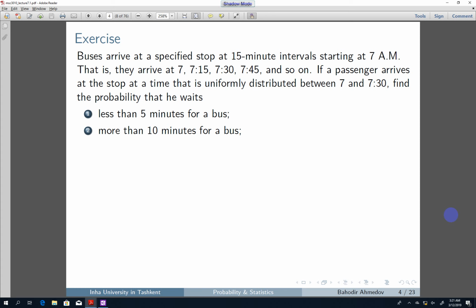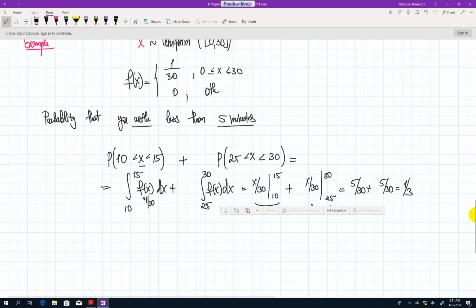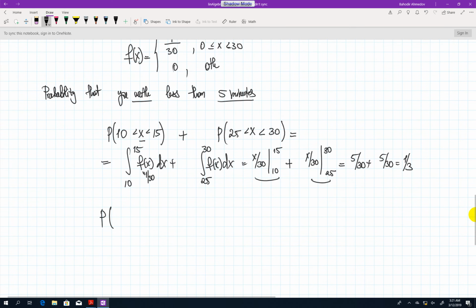So you can ask, what is the probability that you will arrive between 0 and 5, right? Or between 15 and 20, right? Okay, this will be the same, right? So the probability that you're going to wait more than 10 minutes is finding the probability of arrival time between 0 and 5, right? Or finding the probability between 15 and 20, right?